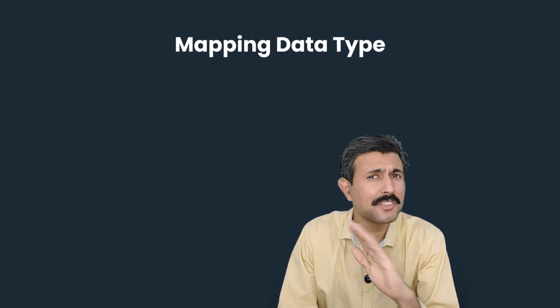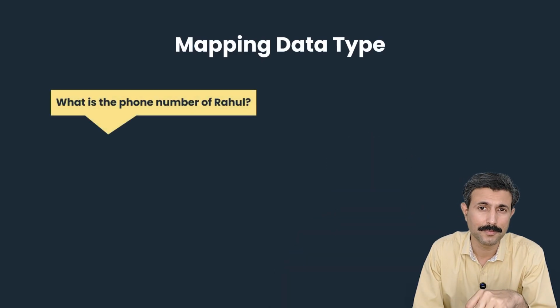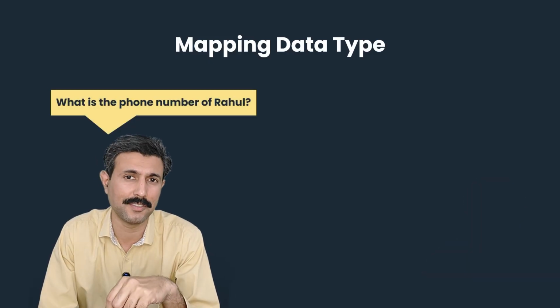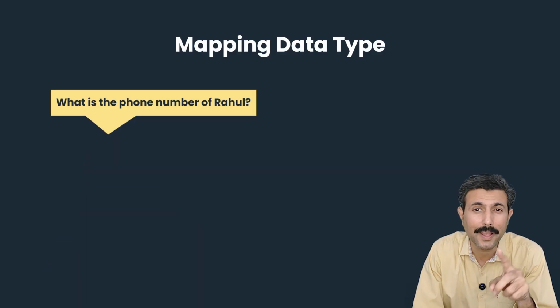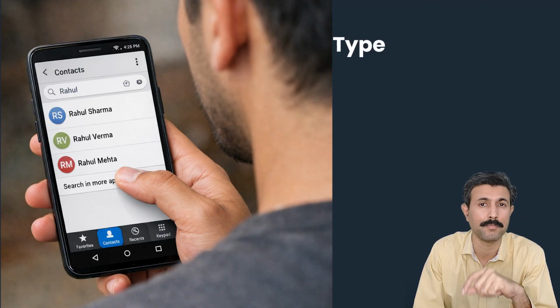Let me start with a simple situation. If I ask you, what is the phone number of Rahul? What do you do? You don't search by position in the list, like, Rahul's number was stored first, second, third. You don't do it like that. Instead, you search by name.